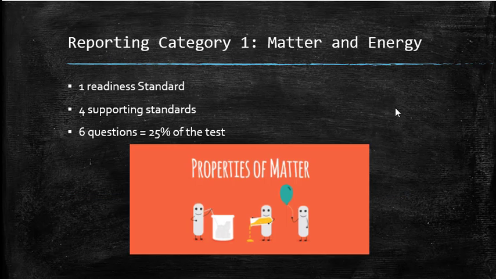So this entire unit is focused in reporting category 1, matter and energy. On the STAR test, this comprises 25% of the test. It has 6 questions. There's only 1 readiness standard and 4 supporting standards in this unit.